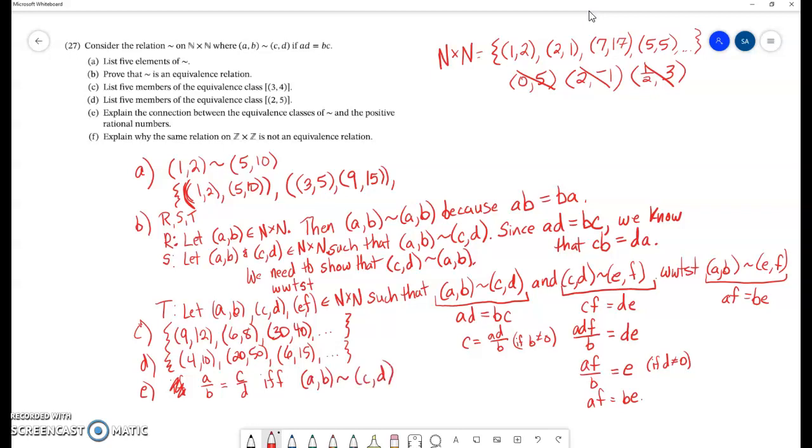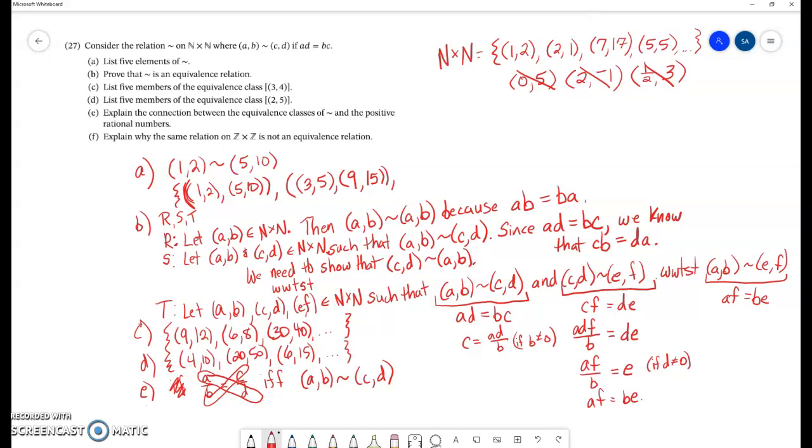And we can even see this mathematically. A times d equals b times c. That's the same as cross multiplying here. A times d equals b times c. So basically, to be in the same equivalence class, you have to be an equivalent fraction if you put one number over the second. So that's the connection there.